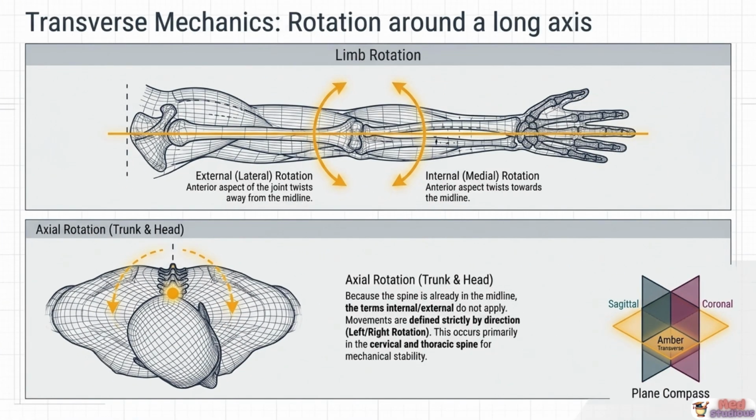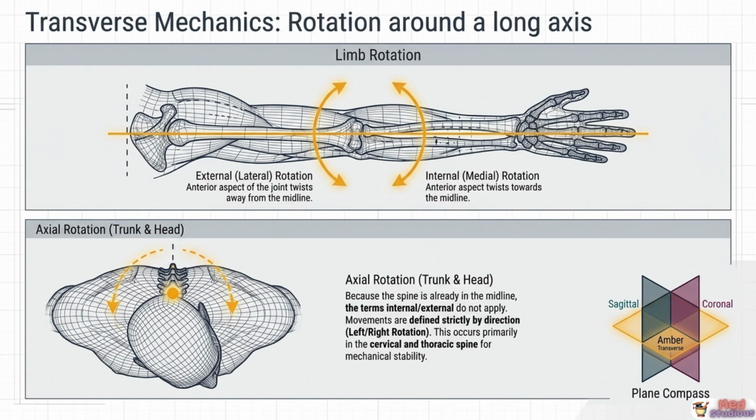Rotation is the defining movement of the transverse plane, and it comes in two distinct types. For limbs, arms, and legs, rotation is described as internal or external. Internal rotation, also called medial rotation, is when the anterior surface of the joint twists toward the midline. Think of turning your toes inward. External rotation, or lateral rotation, is when the anterior surface twists away from the midline, turning your toes outward.